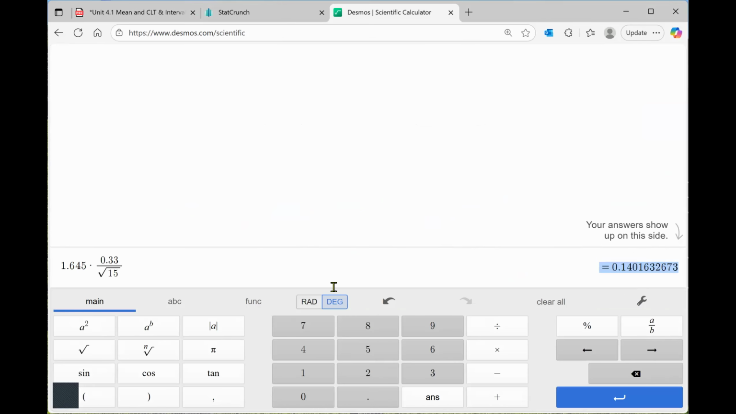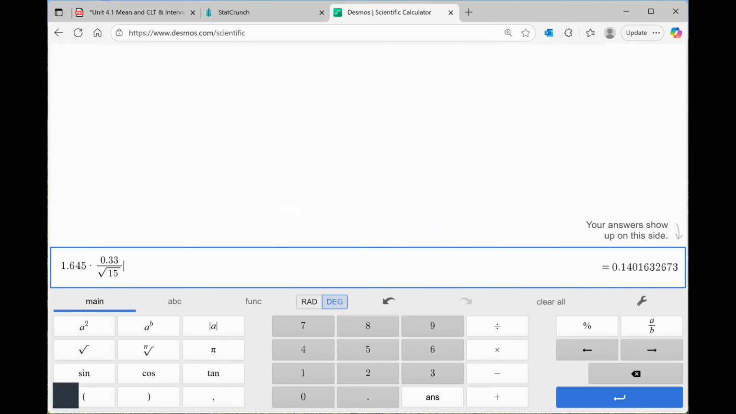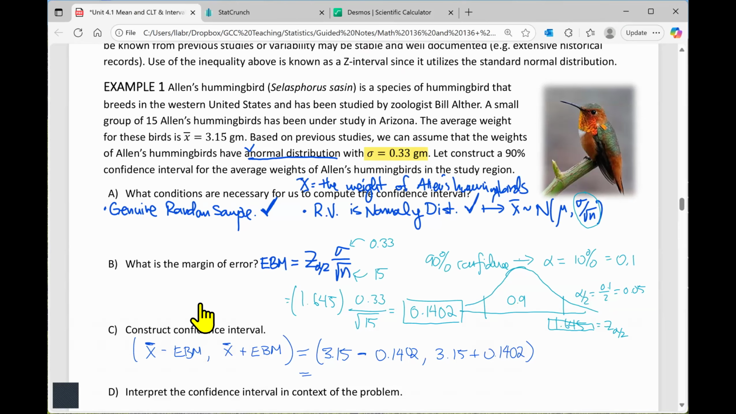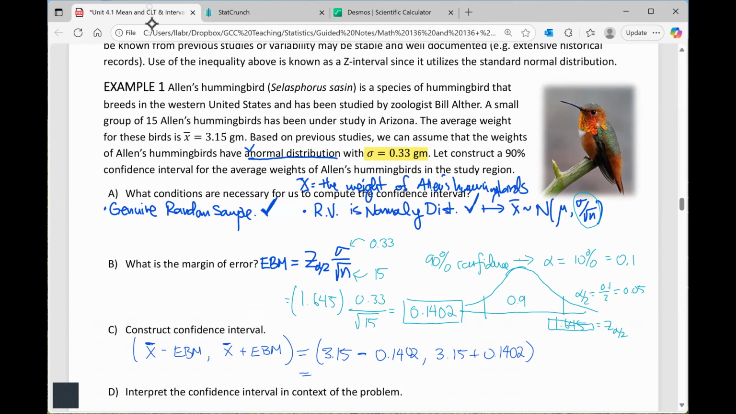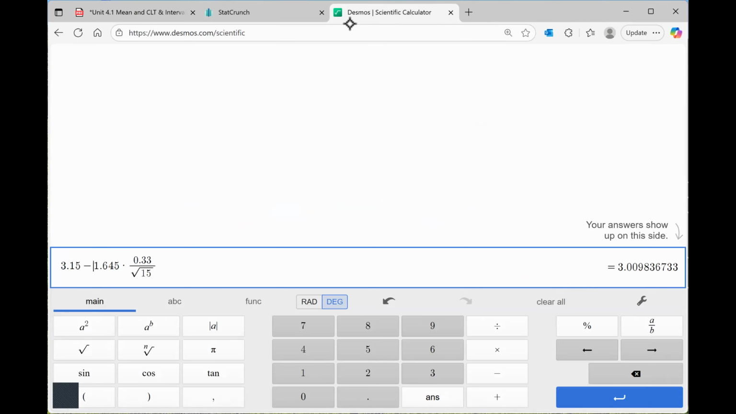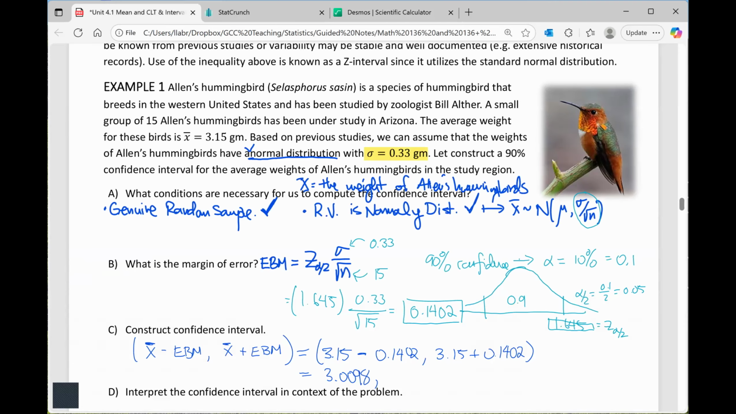And we can go ahead and use a calculator for this. So I'm going to copy paste this number, or here, let's just type it in. It's 3.15 minus 0.1402, which gives me 3.0098. And if you do the plus, change this here to a plus, you end up with 3.2902. And there you have it.